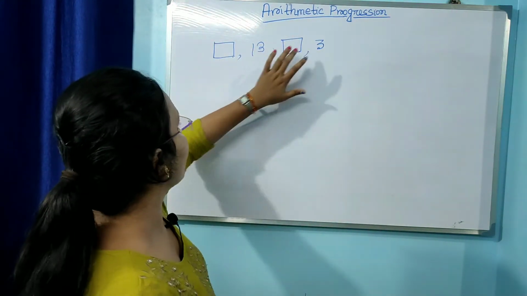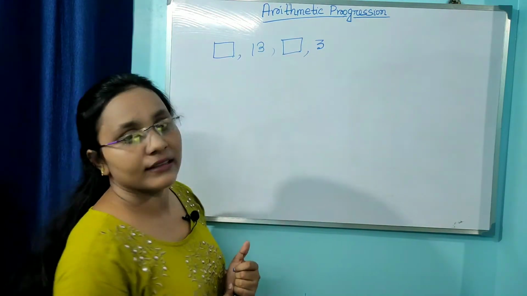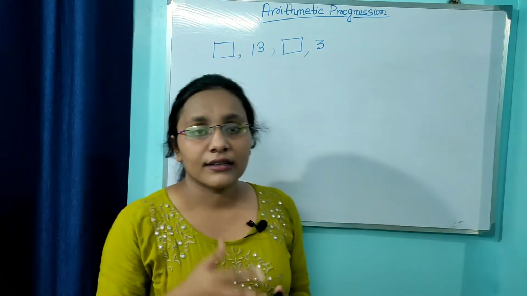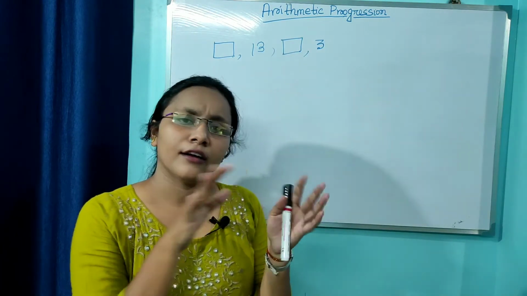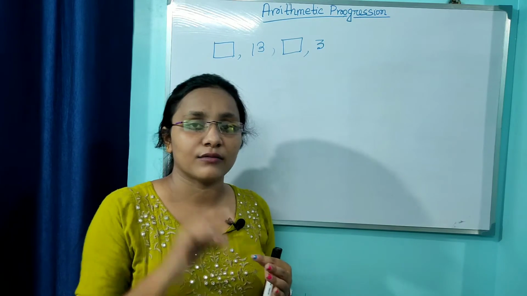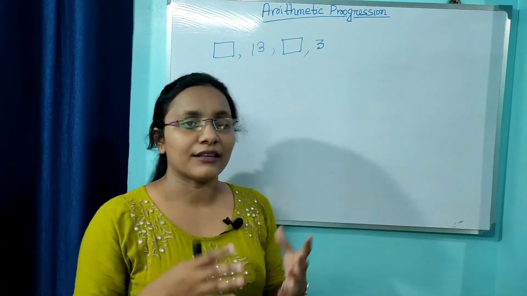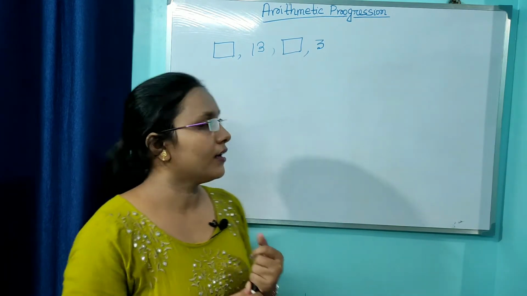See, here are 2 boxes and 2 terms are given. So in this type of sums you have to find the AP. In this type of sums, where any 2 terms are given and you have to find the AP, at first assume the first term and common difference. One is A and another is D, and after that you make the equation and solve it.